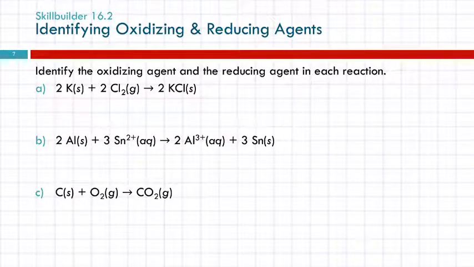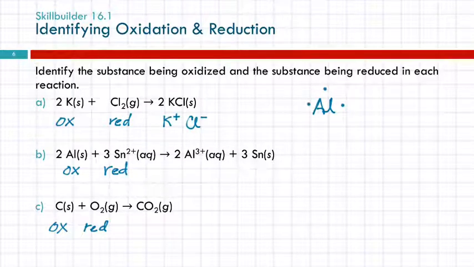But first, let's look at this. Identify the oxidizing agent and the reducing agent. So what I'm going to do is go back to the previous slide because these are the same chemical equations. But now we're looking for agents. So if the potassium is being oxidized and the chlorine is being reduced, the agent is the opposite. This is the reducing agent because by giving up its electrons, it causes the chlorine to be reduced. So potassium is the reducing agent.